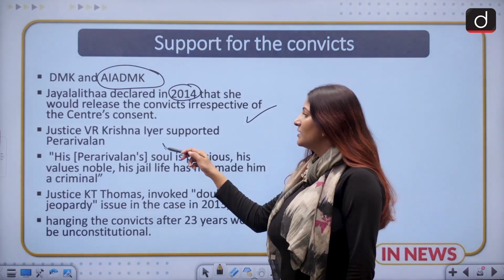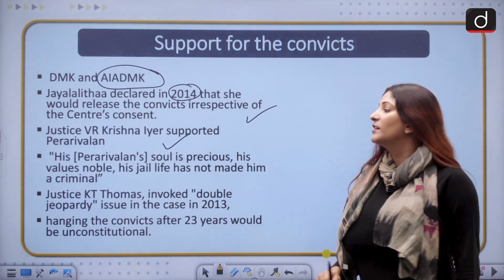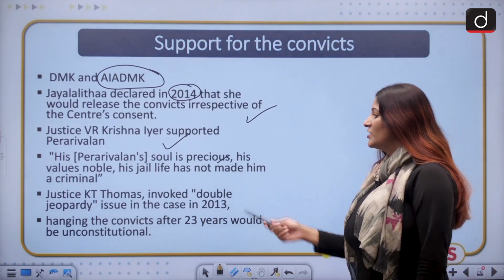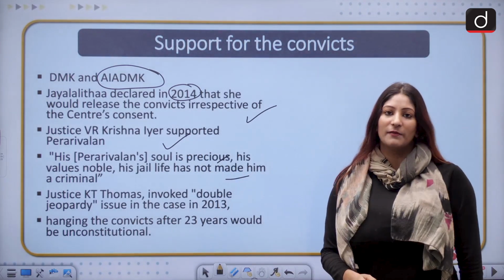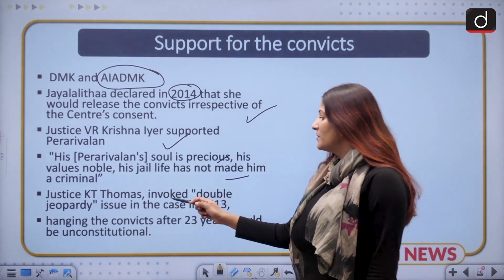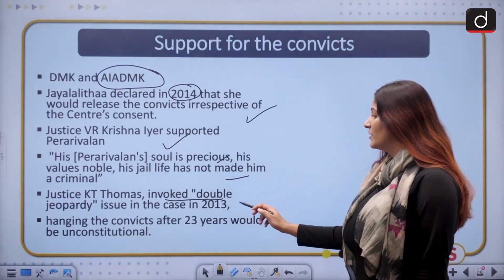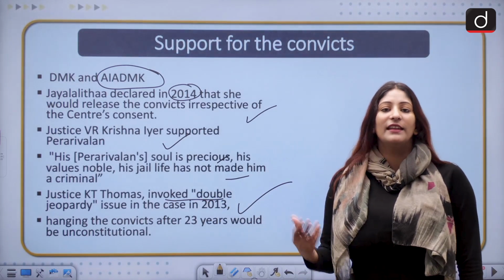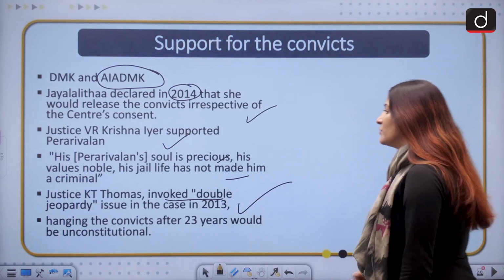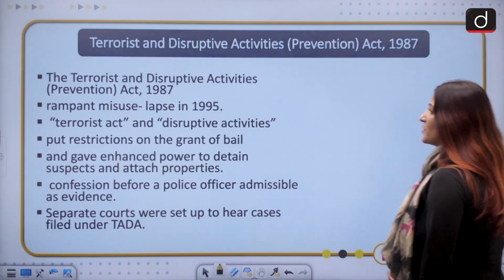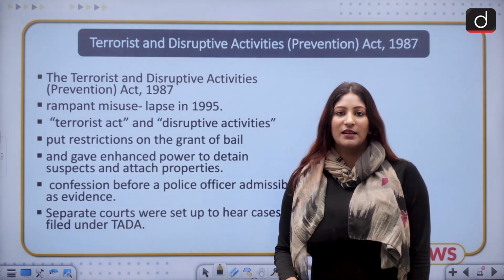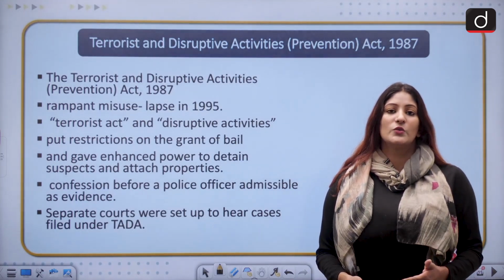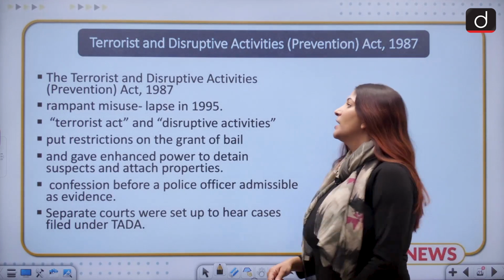Justice V.R. Krishna Iyer supported A.G. Perarivalan, saying that his soul is precious, his value is noble, his jail life has not made him a criminal. Then Justice K.T. Thomas invoked the double jeopardy issue in the case of 2013, saying that after so many years, now hanging these convicts would be unconstitutional. And this was it. There started the release and the petition to challenge their imprisonment and sentences.